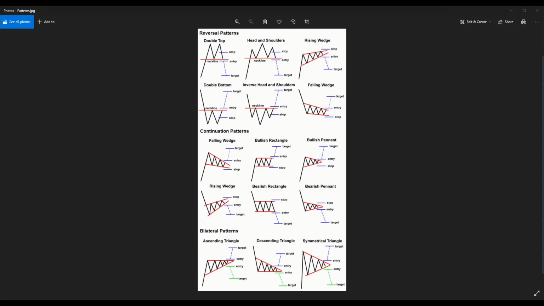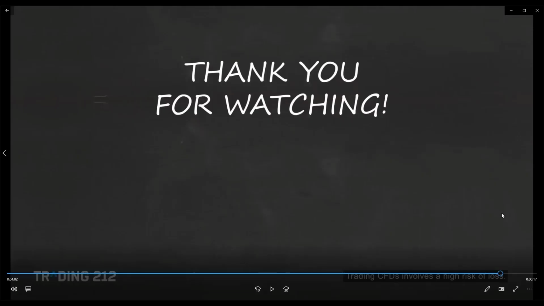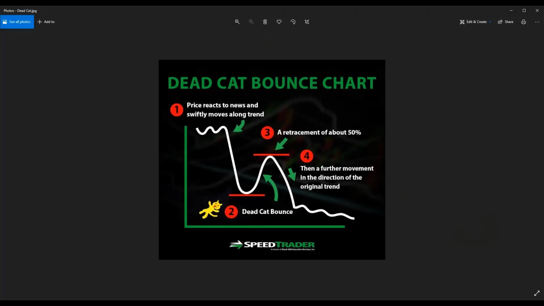Let's see here. So this is the dead cat bounce pattern. Very important. We find this a lot, especially in pharmaceutical stocks that have been working on a cancer treatment drug, but they've only had a 60% success rate, and the government said no, we're not going to approve that. Or maybe it was bad earnings or just bad news.